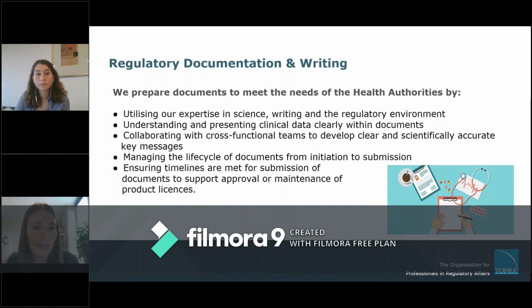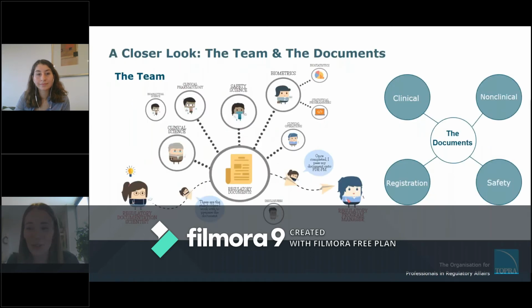I just wanted to take a slightly closer look at our team and the documents that we write. On the left is a diagram of the team that I work in on a daily basis. These are some of the key stakeholders that we work with in documentation at Roche. As mentioned in the previous slide, one of our key responsibilities is understanding and presenting clinical data. This means we have to work very closely with our colleagues in clinical safety and biometrics to ensure that we, as the documentation scientists, have interpreted the key messages of the data correctly so that we can provide the most accurate interpretation of the results that we have received from our studies.